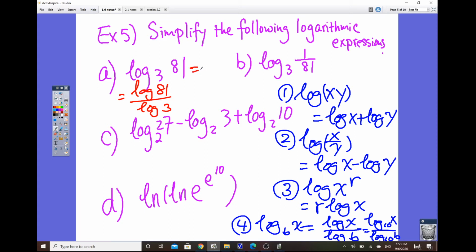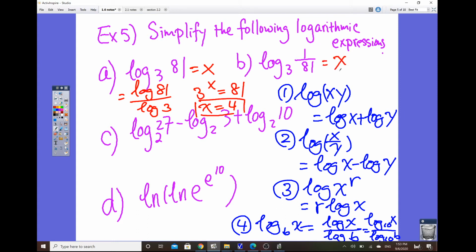Since we don't know what that is, we can set it as x. Now we can convert this back to exponential form. The base is 3, the result is 81, and the power is x. In other words, 3 to the power of x equals 81. That means x is 4. So 3 times 3 times 3 times 3, multiplying 3 four consecutive times, is 81. And here's another one.